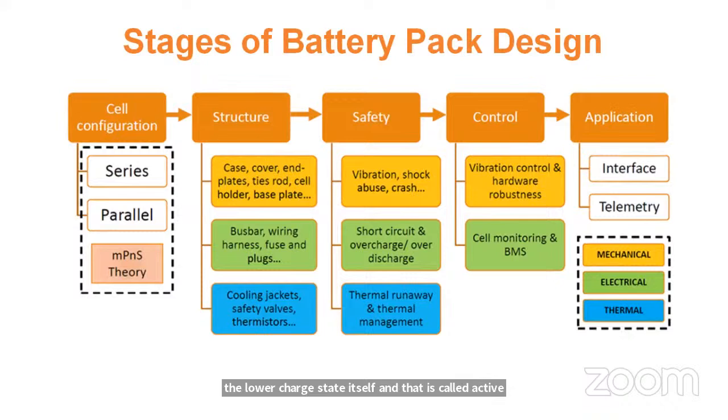So this is the major electrical control parameter of the battery pack. Then application. There are two major applications in the battery pack: interface and telemetry. Interface means how you communicate with the battery pack. For example, what is happening?